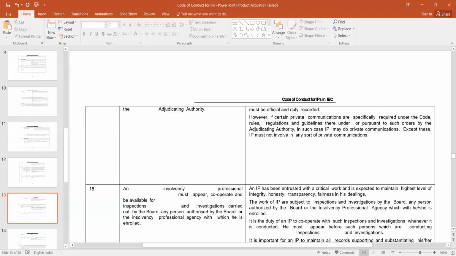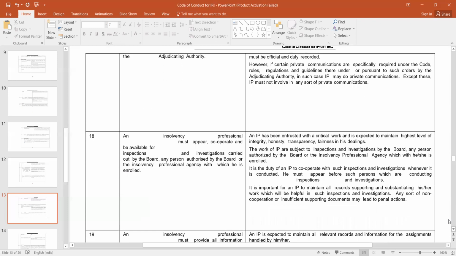Next point, an insolvency professional must appear, cooperate, and be available for inspections and investigations carried out by the board, any person authorized by the board, or the insolvency professional agency with which he is enrolled. So you have to be open to the communication.